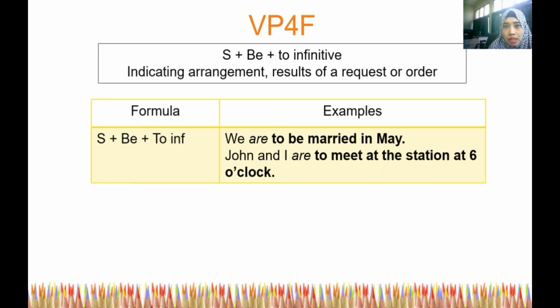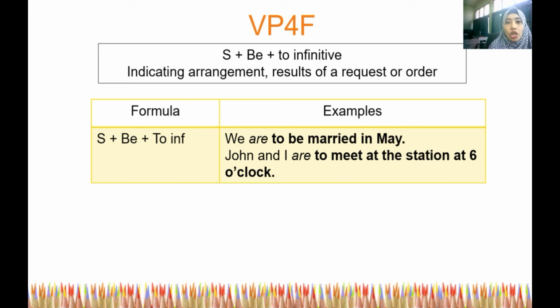The last one, we have verb pattern 4F. The formula is subject plus be plus to infinitive. The to infinitive here indicates an arrangement or a result of a request or an order. For example, we are to be married in May. So we here is the subject, and are is the be verb, and to be married in May is the to infinitive, showing the arrangement, the plan, like that.